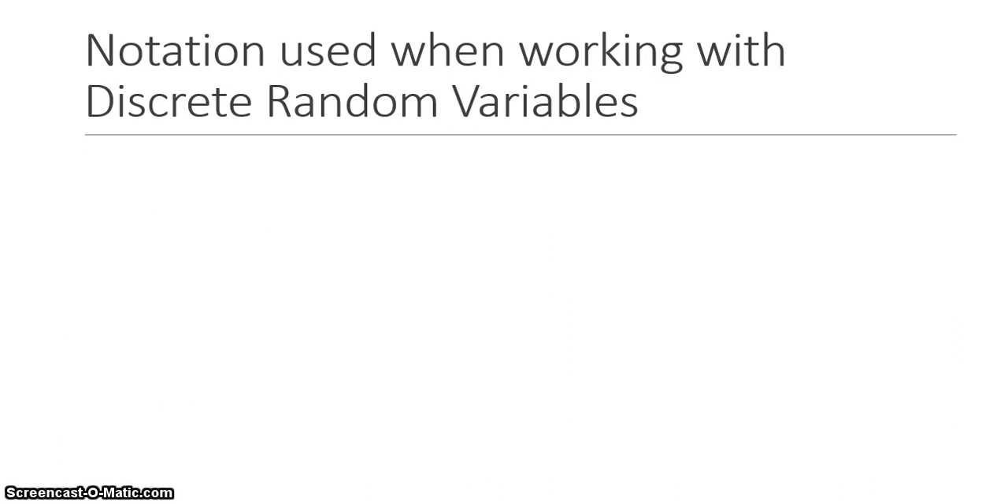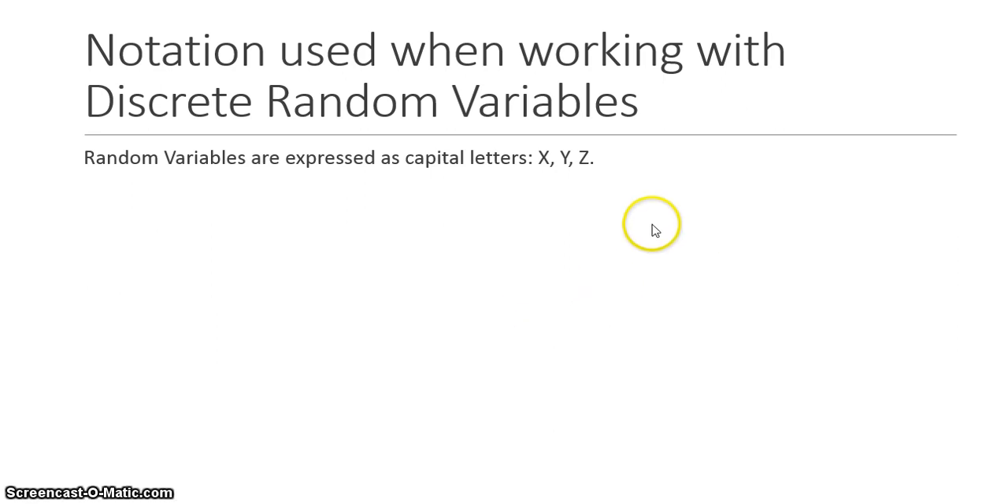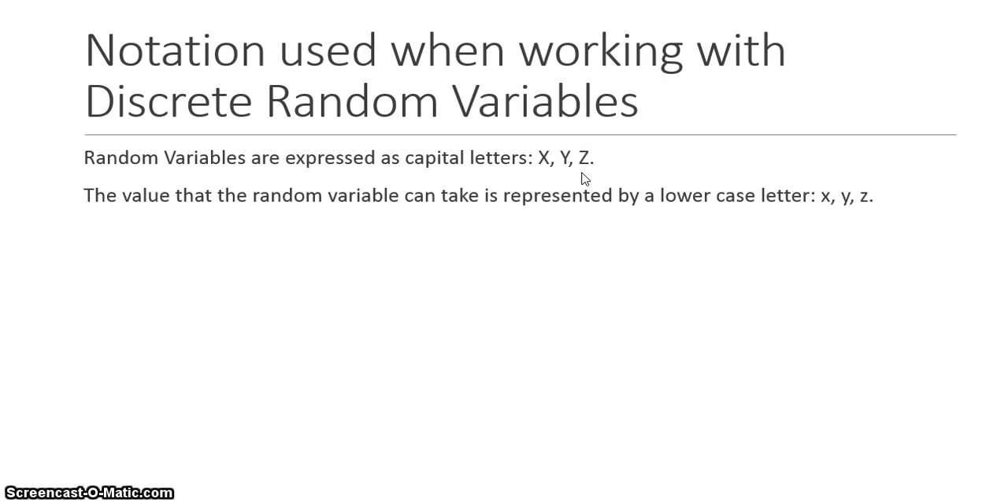Lastly, what is the correct notation that you should use when working with discrete random variables? Well, first of all, random variables are always expressed as capital letters. The most common capital letters we use are X, Y and Z. The value that the random variable can take is represented by a lowercase letter. Again, x, y and z, but this time lowercase x, lowercase y and lowercase z.